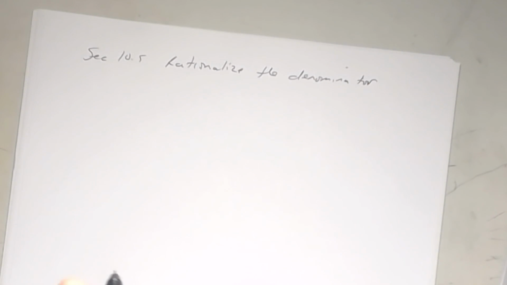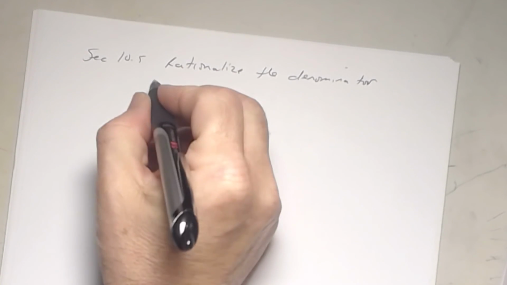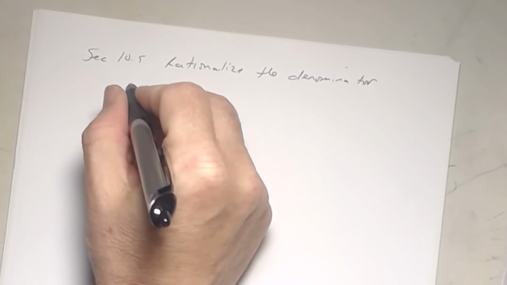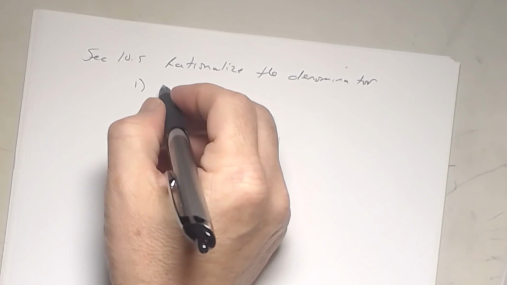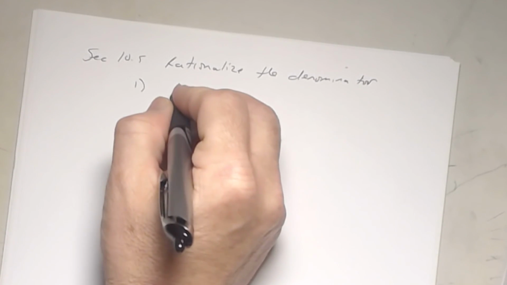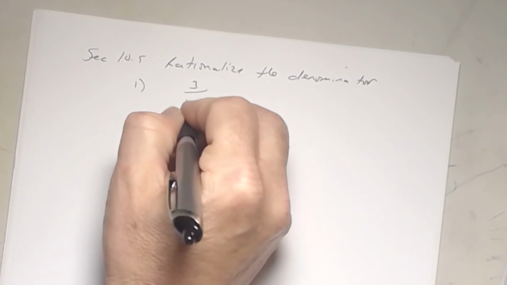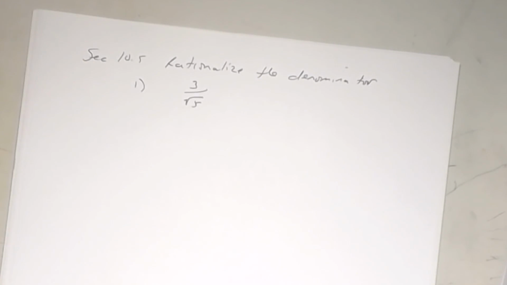Okay, now here's the idea. We're going to start with the simple one, and then we're going to work to the one that you're going to see on your final. So, number 1, you're going to rationalize the denominator. That's going to be the directions. Rationalize the denominator. So let's suppose we have 3 over the square root of 5. 3 divided by the square root of 5.